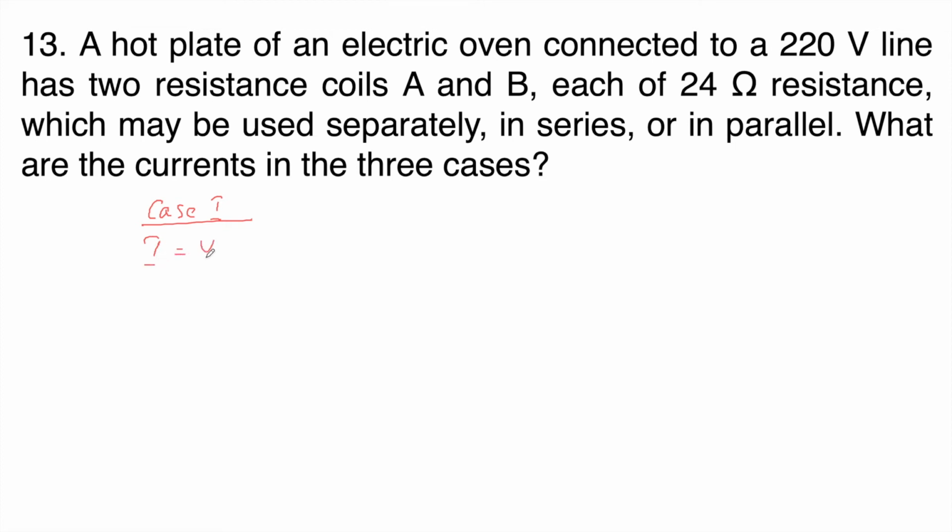Okay, so the case 1, I is equal to V by R. This is the formula to find out the current. Okay, and V, it is 220. And the first case resistance we should consider separately. That means 24 only we should consider, and it will be 9.16 ampere. Okay, so separately we will get 9.16 ampere.